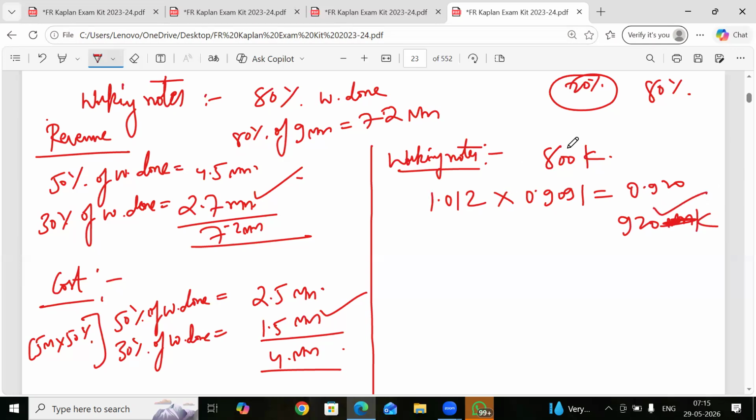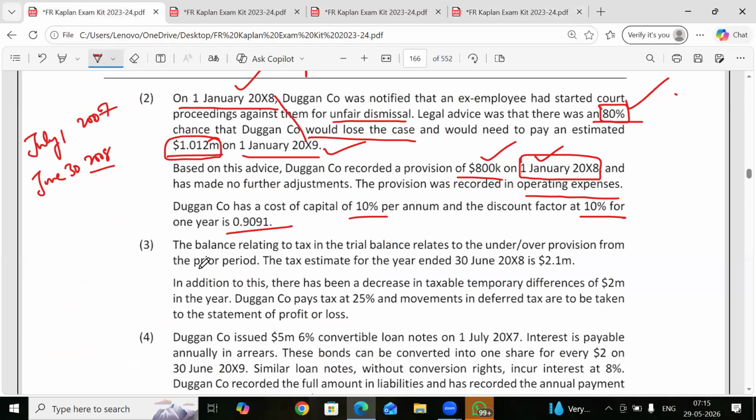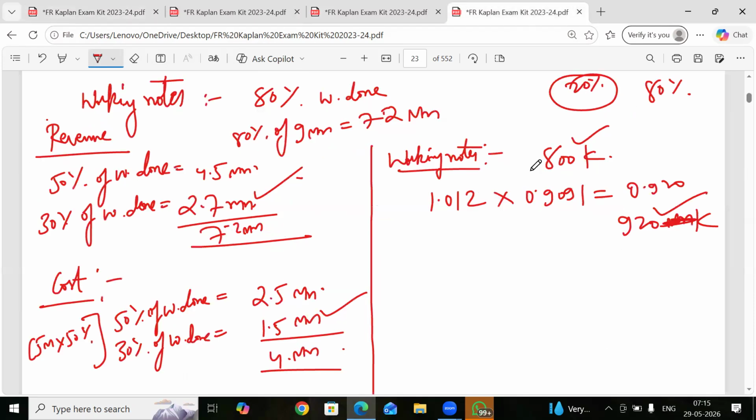Actually, they made how much provision? This much. So the requirement, now we will read the statement. Based on this advice, Duggan Company recorded provision of this and had made no further adjustments. So they need to make further adjustments. Actually, they have to make this much, they made this much. They made less. So they need to add more amount because they need to pay that.